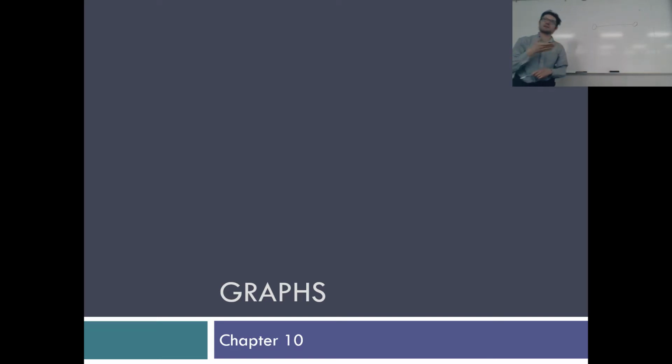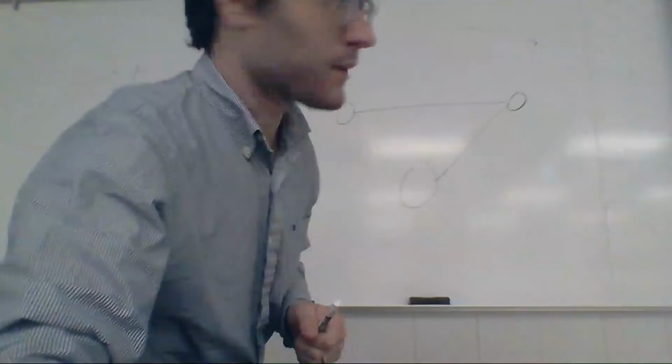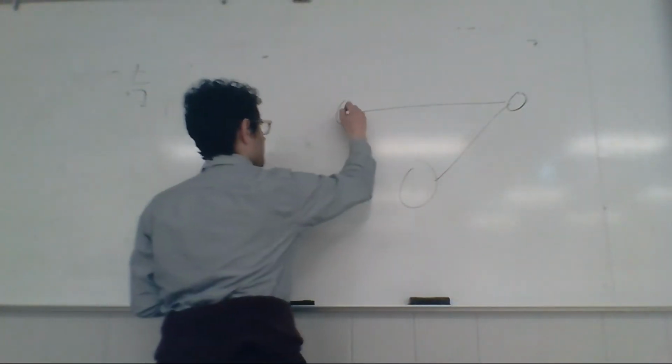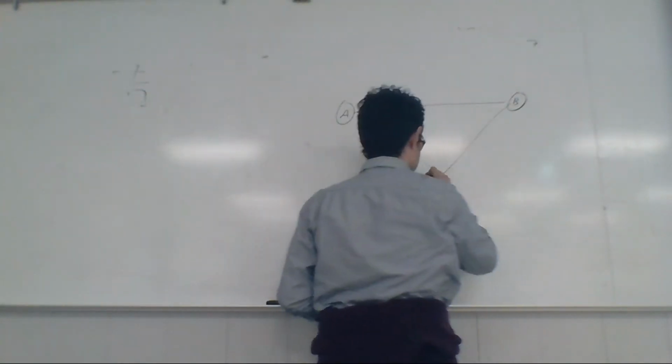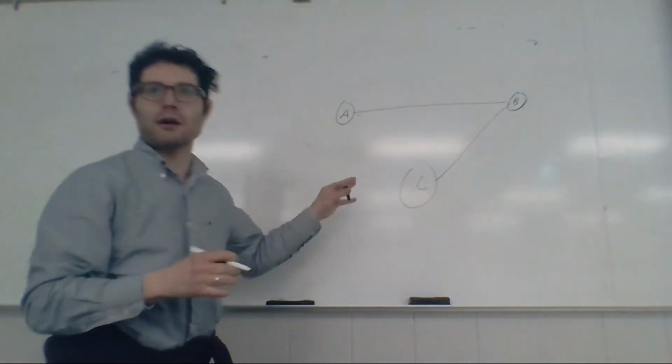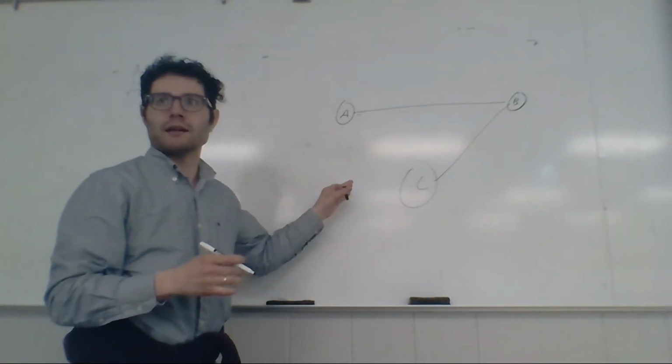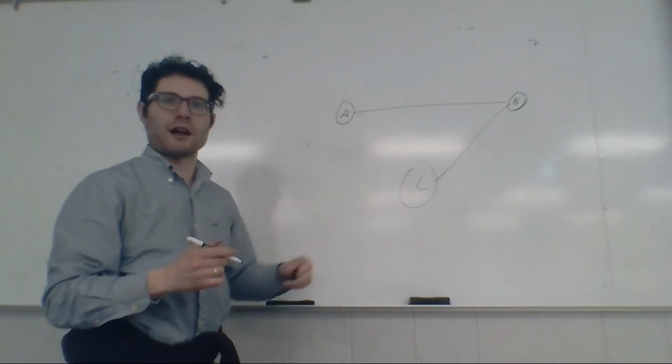Or at least it was before the rise of social media. Now this is person A, and we have person B, and we have person C, and if you have a line between you, you're friends. You're on social media. Okay? So A and B are friends, and B and C are friends, but of course A and C are not friends.